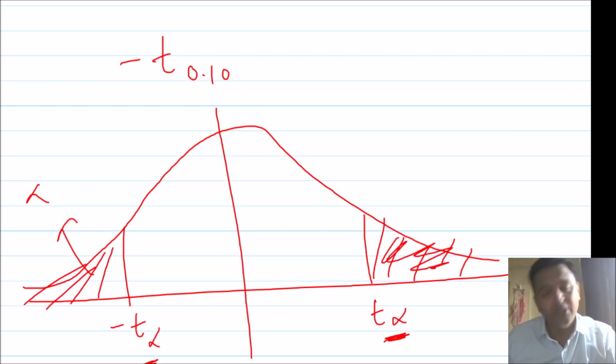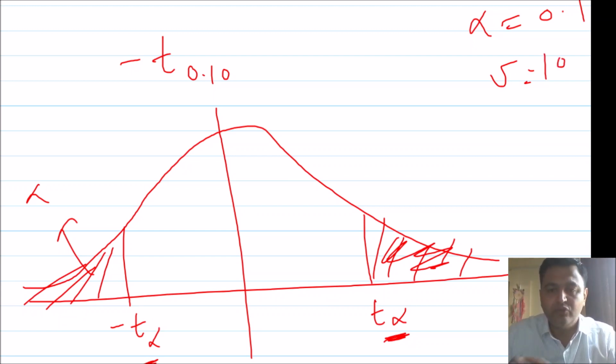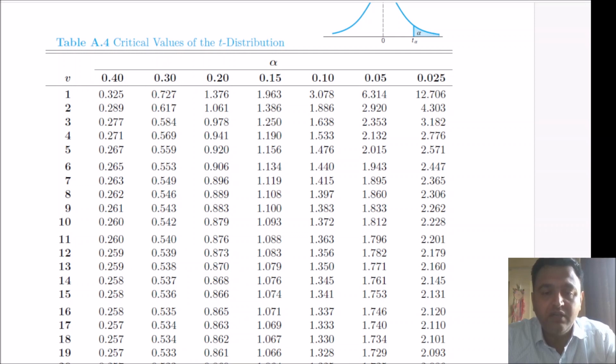So how will you find it? You can go into the t table and look for alpha equal to 0.1, and the degrees of freedom is going to be how much? It is going to be 10, right? So nu is 10. If you go to the table, here if you see alpha 0.10 and 10 degrees of freedom, it is 1.372. Okay, but we want minus of that. So what will be the answer? Minus 1.372. Okay, so that is the answer for the second question.